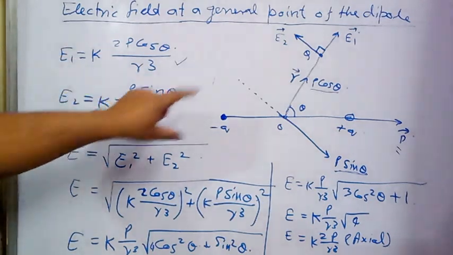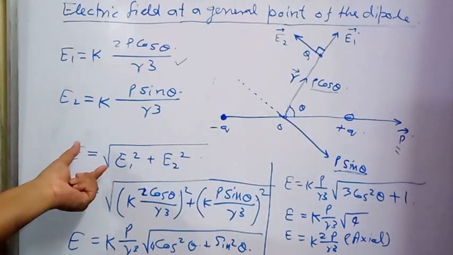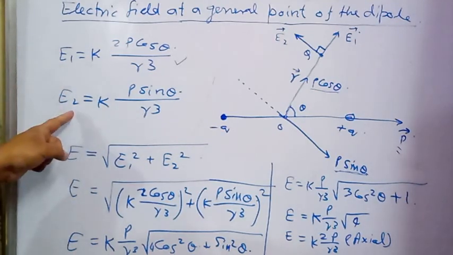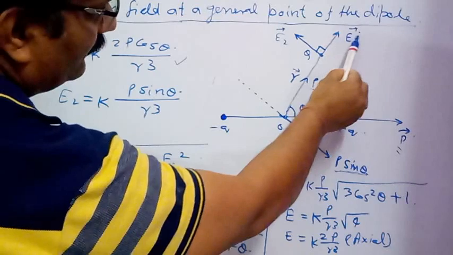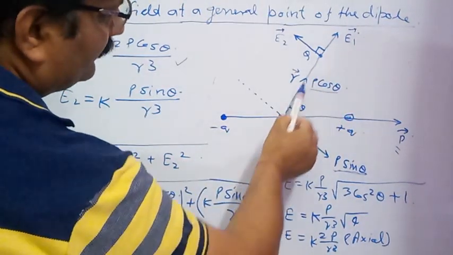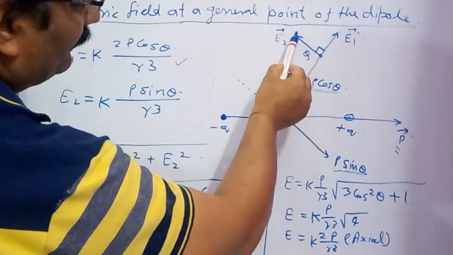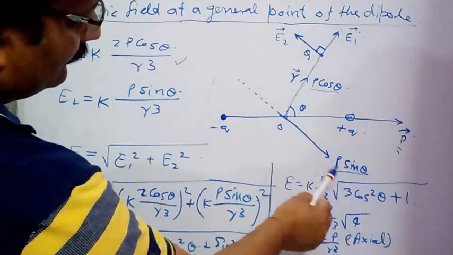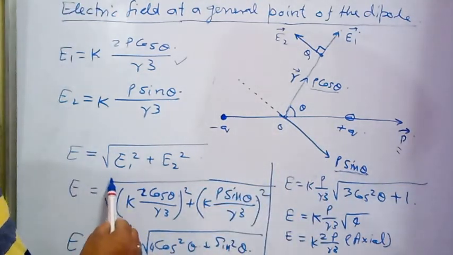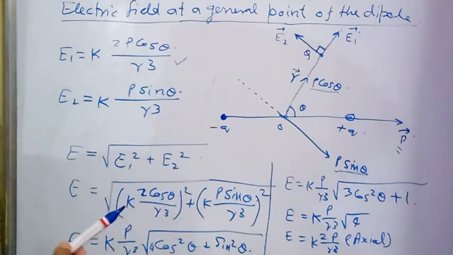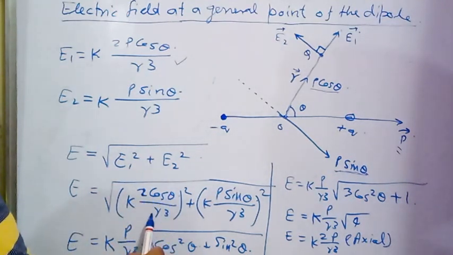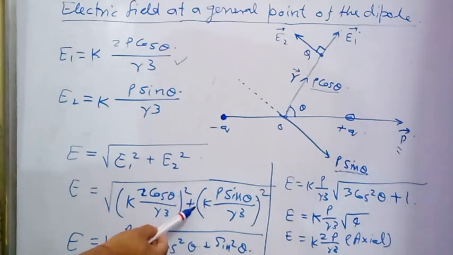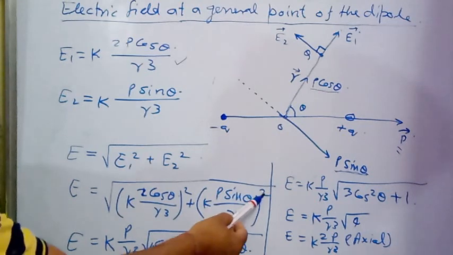So what is the value of the net electric field at point Q? That would be the vector sum of the two electric fields E1 and E2. As electric fields are vectors, E1 is in the direction of position vector r itself, and E2 is perpendicular to the position vector r, but parallel to the component P sin theta. So E is equal to the square root of E1 squared plus E2 squared by the parallelogram law of vector addition, or we can write E is equal to the square root of (K 2P cos theta divided by r cubed) whole squared plus (K P sin theta divided by r cubed) whole squared.